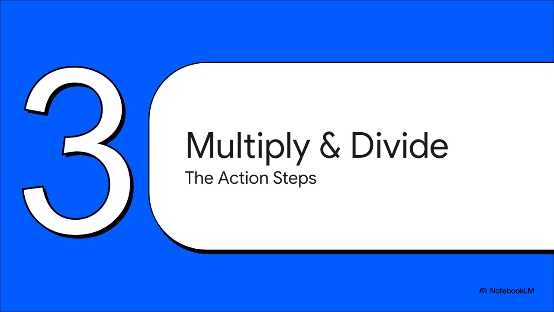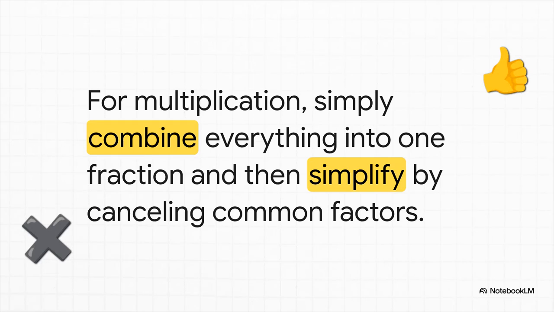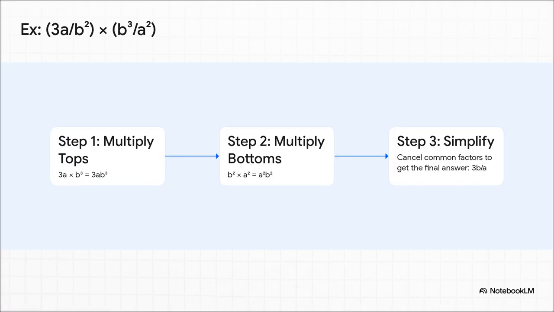Section 3, multiplying and dividing. The action steps. Seriously, once you've got that simplifying skill down, this next part is going to feel like a total breeze. I know it looks messy, but the process is super straightforward. When it comes to multiplication, the rule could not be simpler. You just combine everything. Multiply the top parts together, multiply the bottom parts together, and then, you guessed it, simplify what you've got.